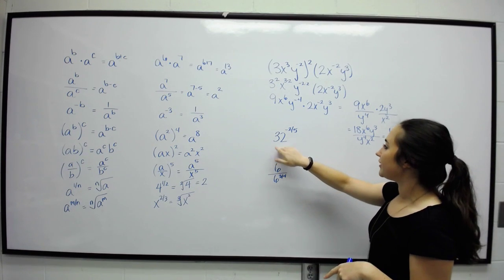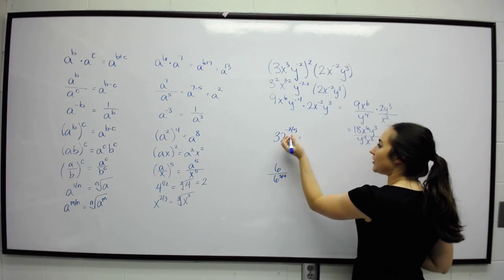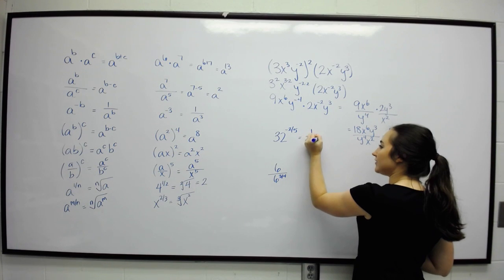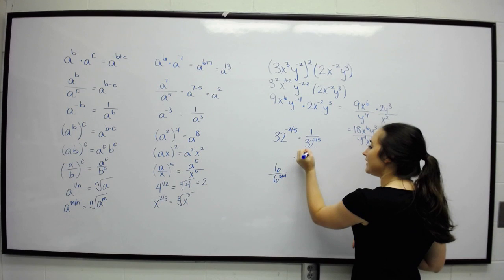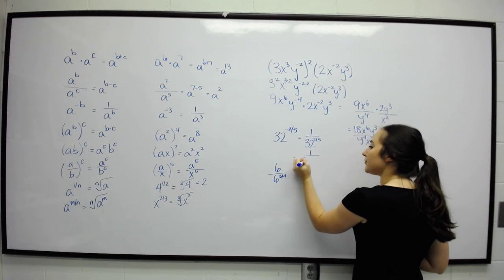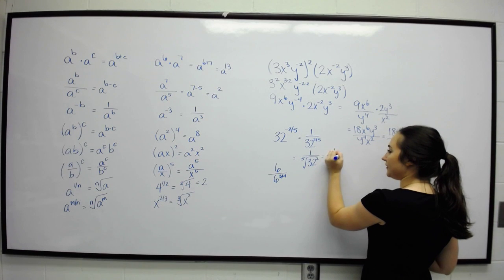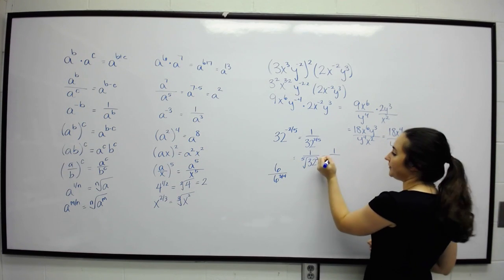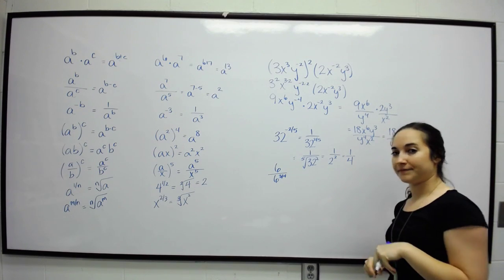Okay, let's look at this one. We have 32 to the negative 2/5 power. So I'm going to start by rewriting this as 1 over 32 to the 2/5 power, because that's what that negative means, write it as a reciprocal. So I have 1 over the 5th root of 32 squared. The 5th root of 32 is 2, so 1 over 2 squared is 1/4.